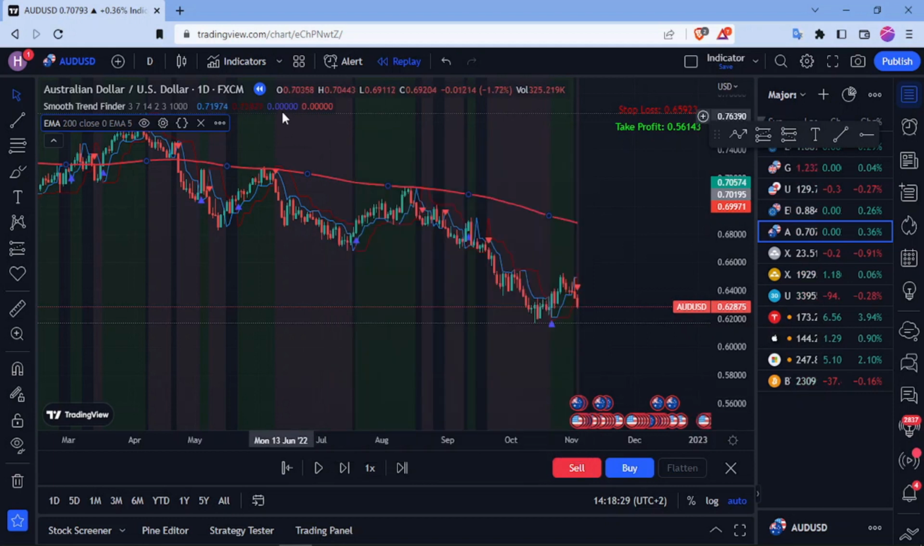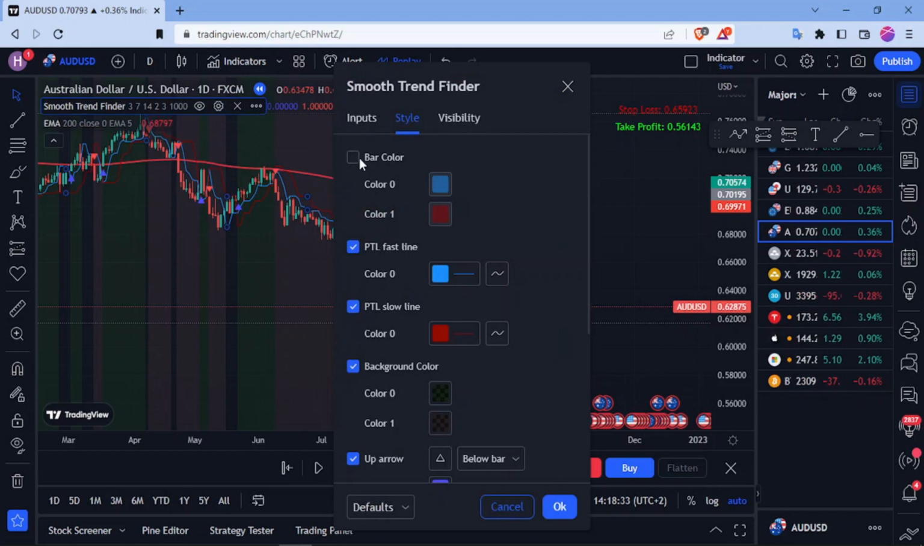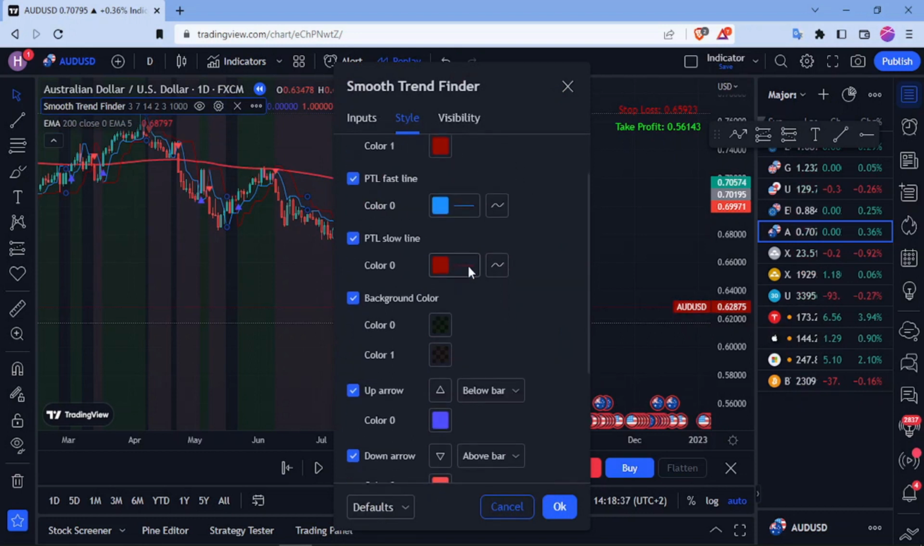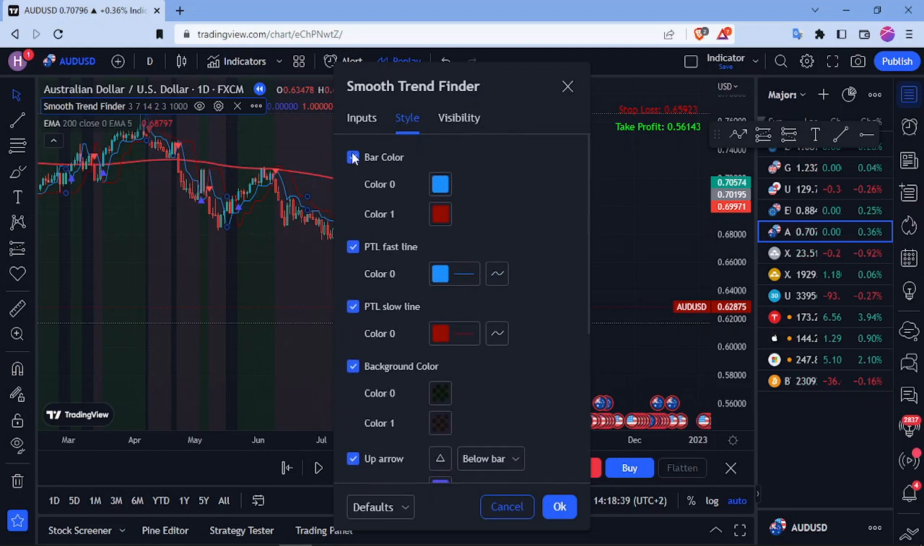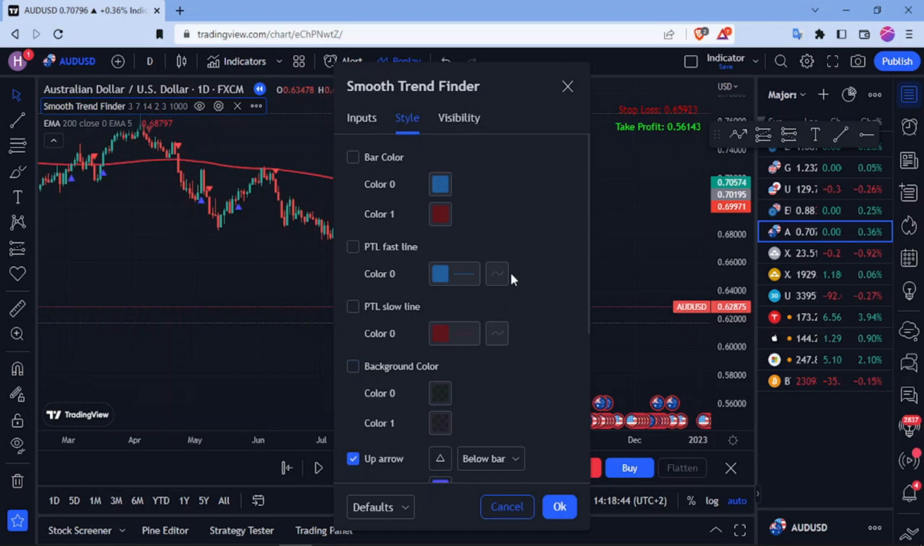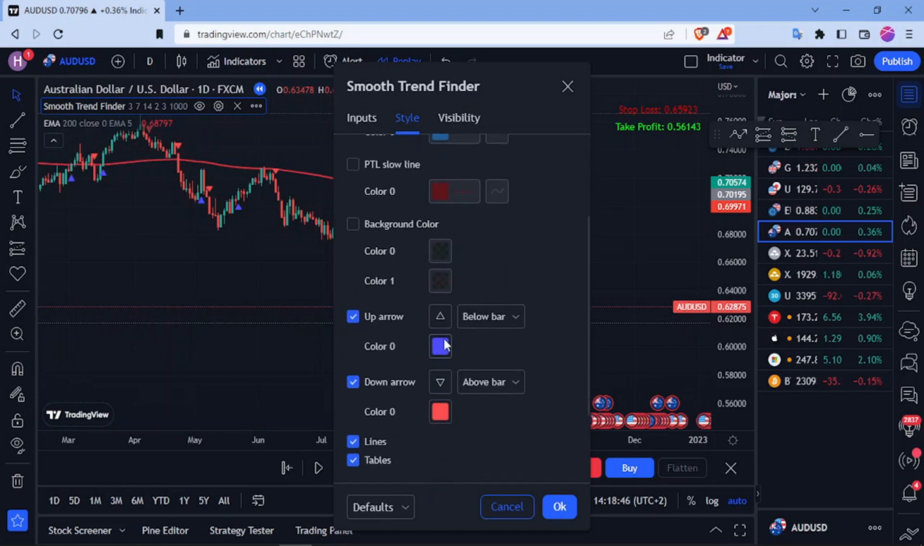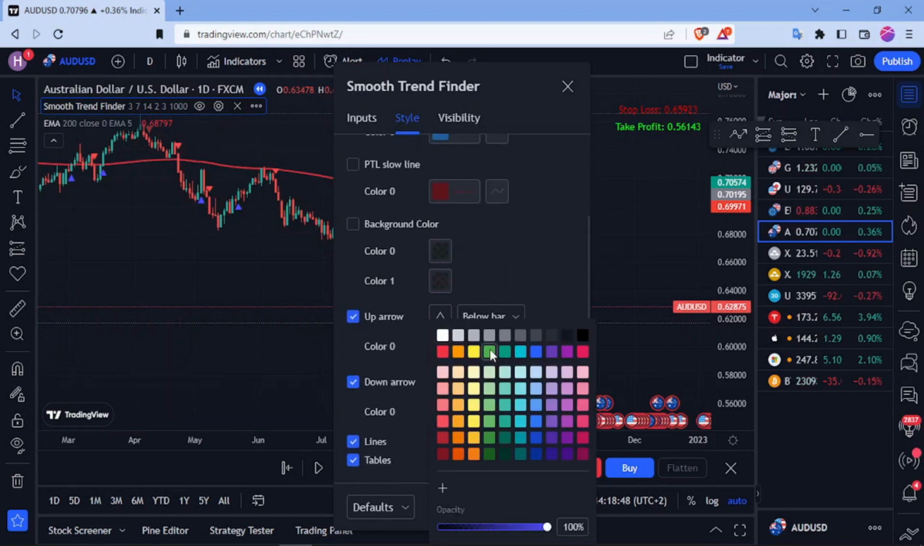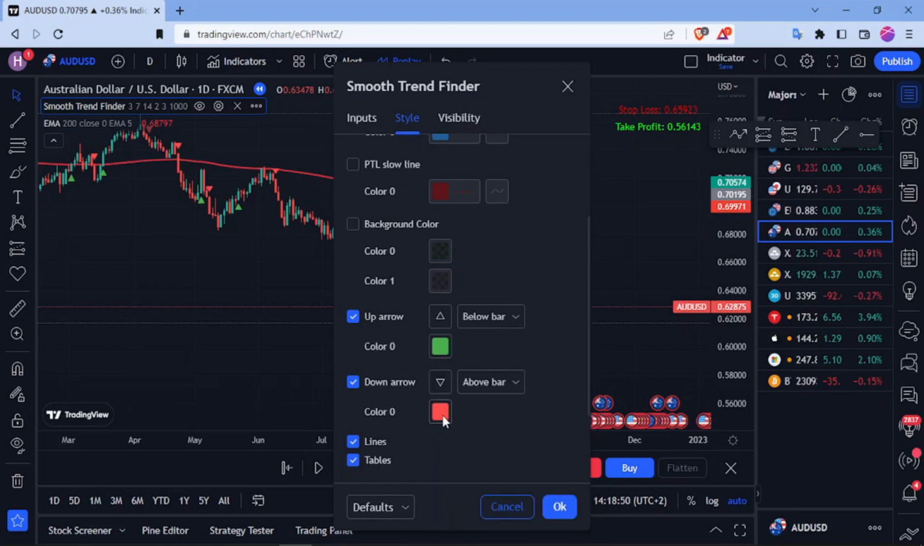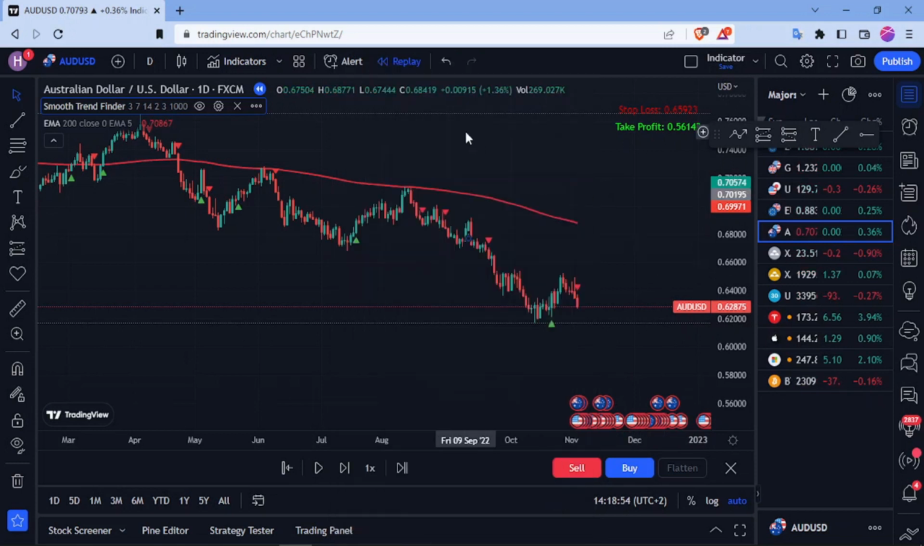This strategy is going to also only use the buy and the sell arrows. For this reason, under your styling, you only have to select the up and down arrows, which are your entry signals for the strategy. I recommend changing your up arrow to green and your down arrow to red. By doing this, the simple strategy is easy to use even for beginners.